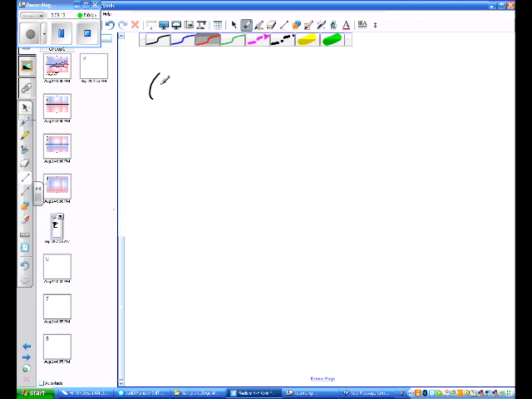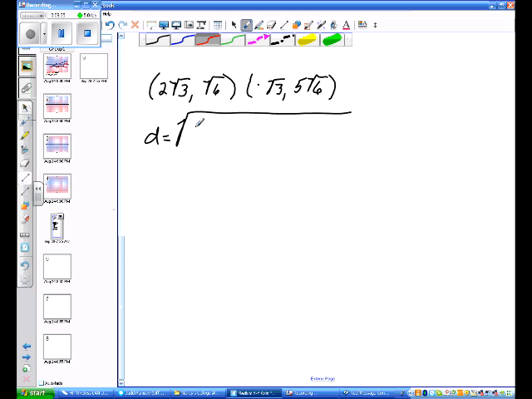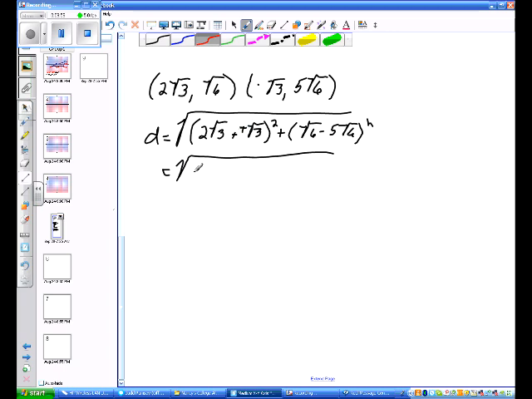But let's say that our points were 2 square roots of 3 and square root of 6, and negative square root of 3, 5 square roots of 6. It doesn't matter what your numbers are. You'd put them into the formula. So our distance is equal to the change in the x's squared plus the change in the y's squared, which will give us minus the negatives the same as the plus.